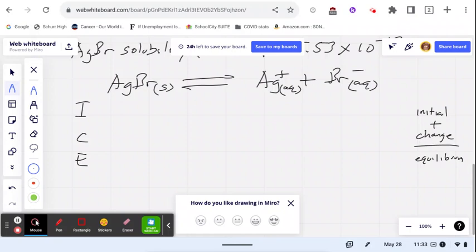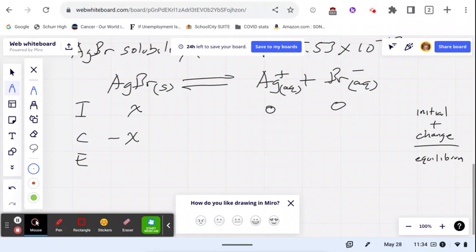We don't know how much of the AgBr is going to dissolve, so we're going to put this as X. That's what we're looking for. Then we're going to assume that you're putting it in pure water, so there's no silver ion and no bromide ion to begin with. We're going to figure out how much AgBr will be able to dissolve. So our X is all going to dissolve.